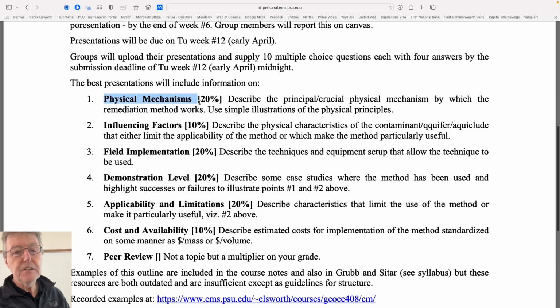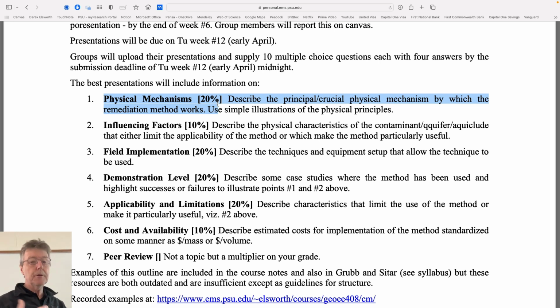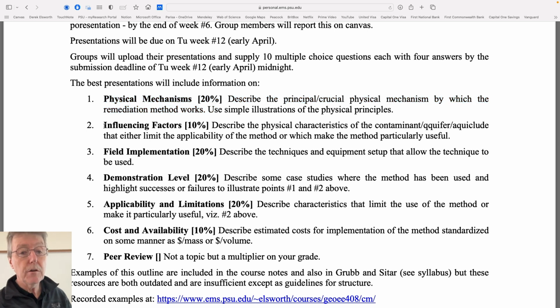So talk about the physical mechanisms that govern the motion of those contaminants into the subsurface and the recovery from the subsurface. Say what features influence it. Is permeability important?